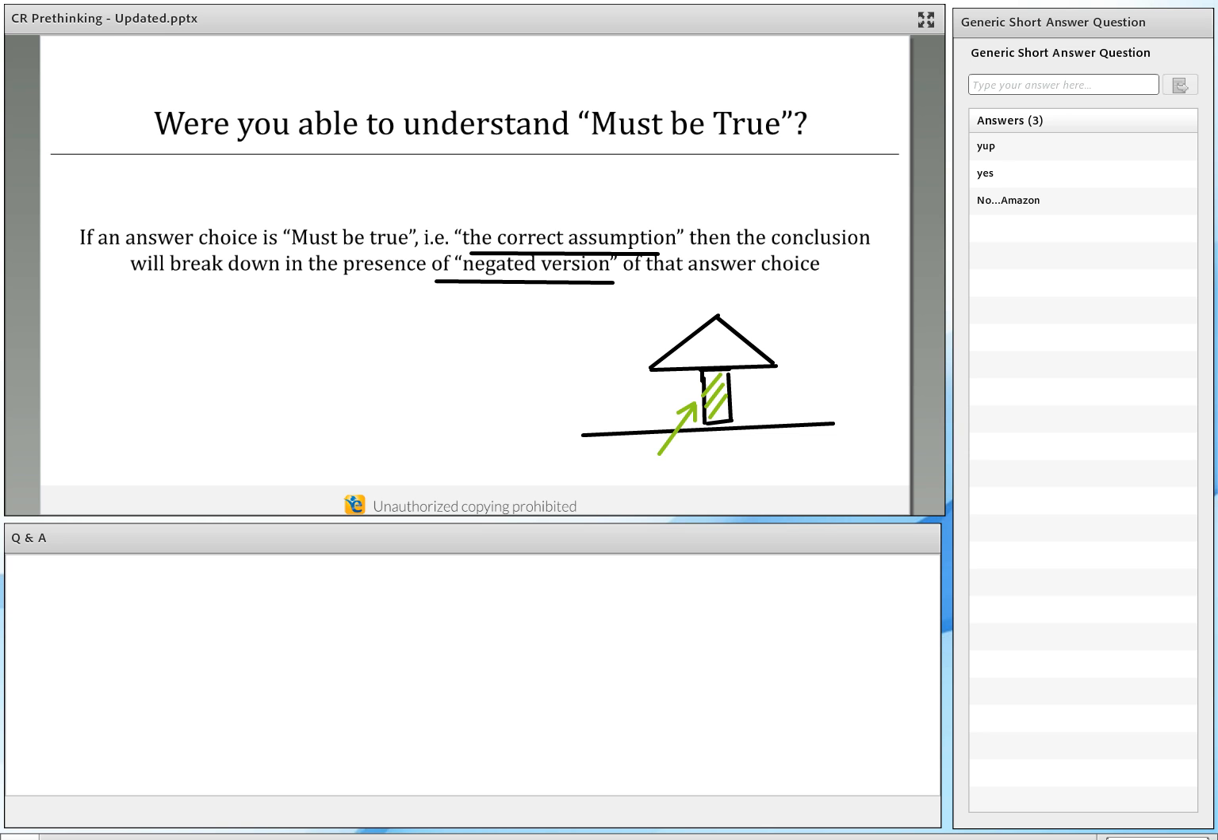What should happen when you remove that pillar? The roof should collapse, right? This thing should collapse, right? Which is essentially what we are saying. If a particular answer choice is the correct assumption, then the conclusion will break down in the presence of the negated version of that. Removing that pillar means making the negated version become true.